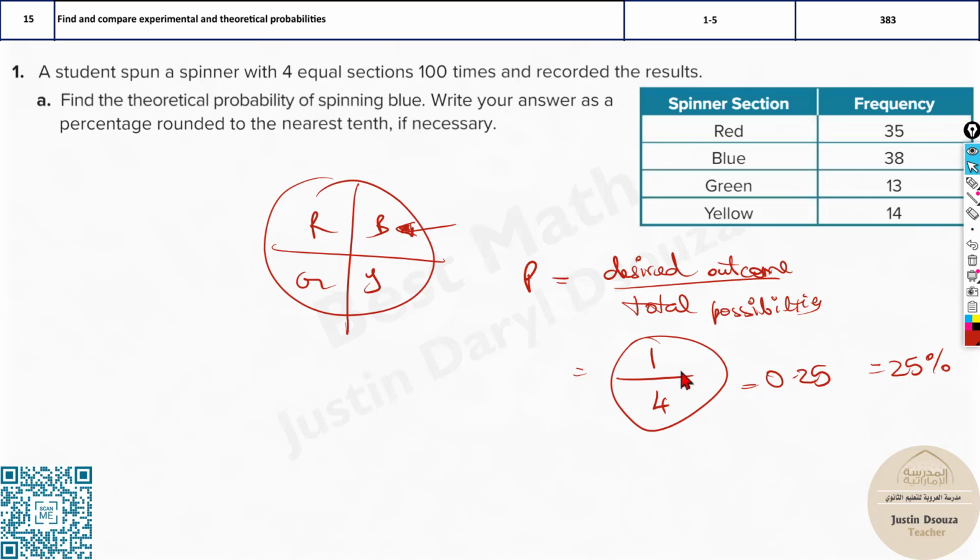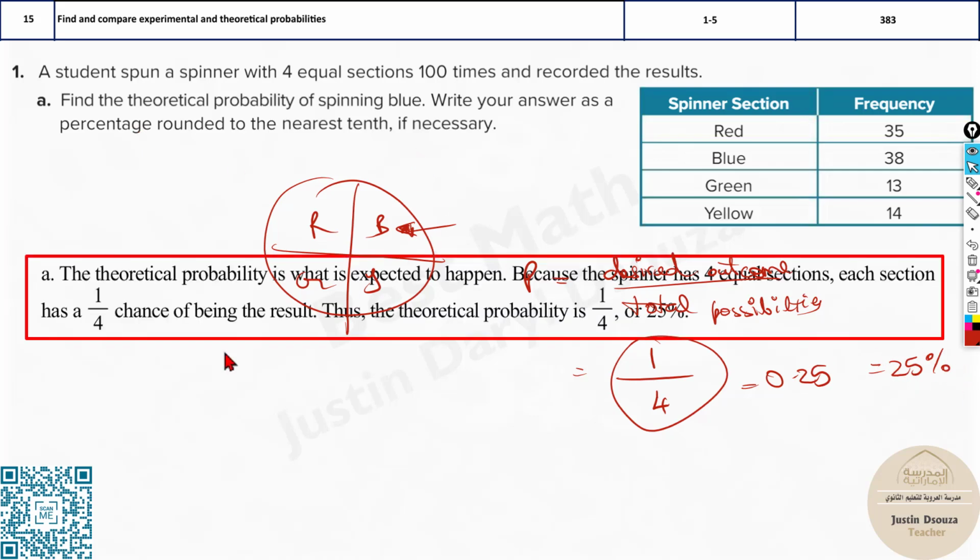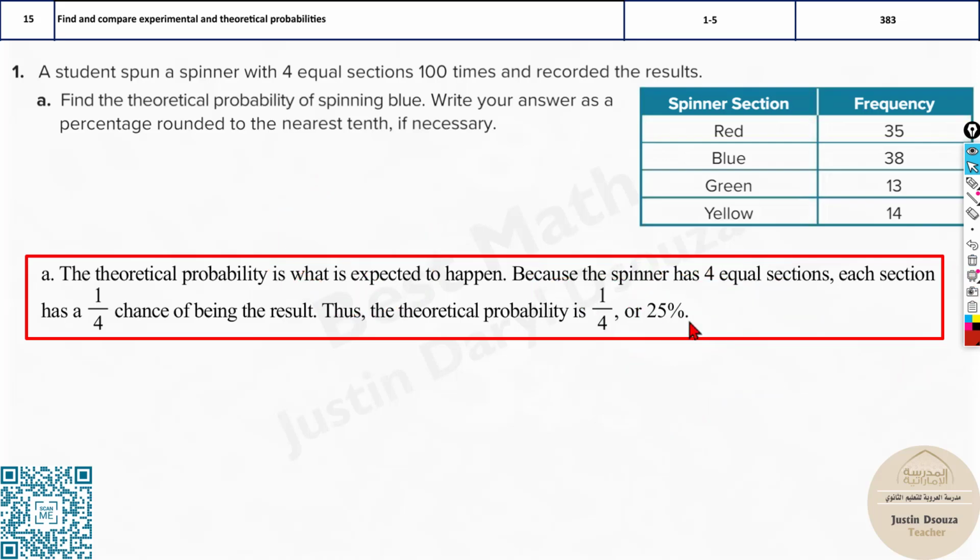Same way over here, there are 4, so it's 1 by 4. They asked for the nearest tenth, so it will be 0.2. In percentage, they have mentioned, so it's 25%. There's no decimal after that. So that will be the answer. You can see here, it is 25%.